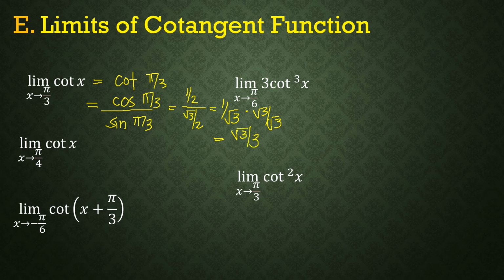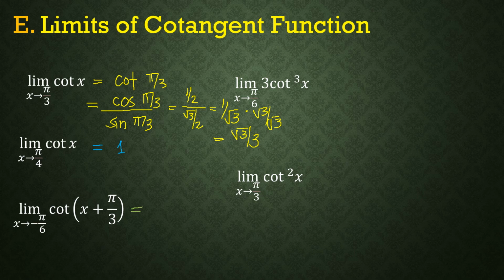Now the second is very simple, because for cotangent pi over 4, cosine pi over 4 is square root of 2 over 2, and sine of pi over 4 is also square root of 2 over 2. So this is simply equal to 1.